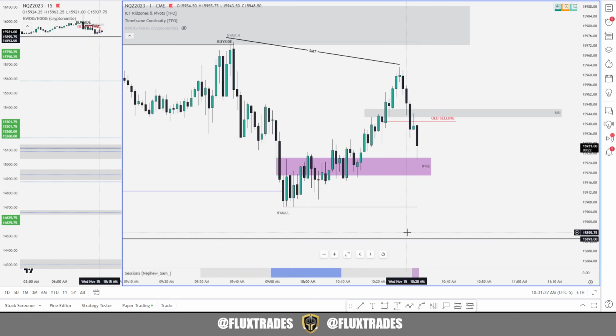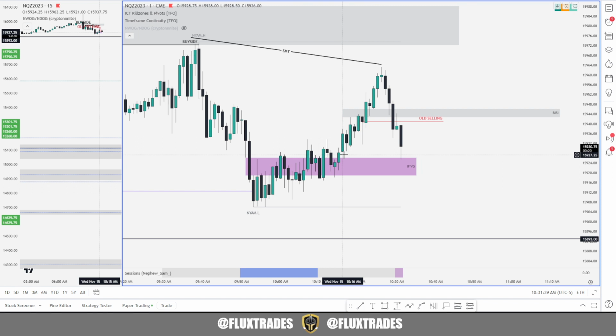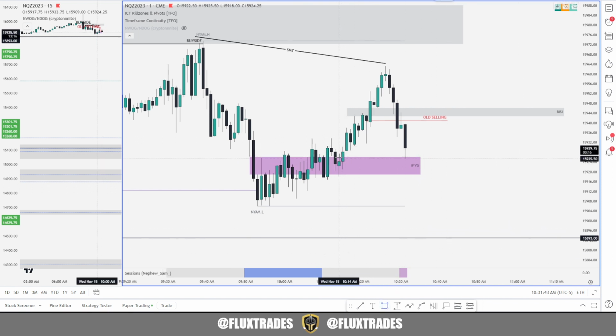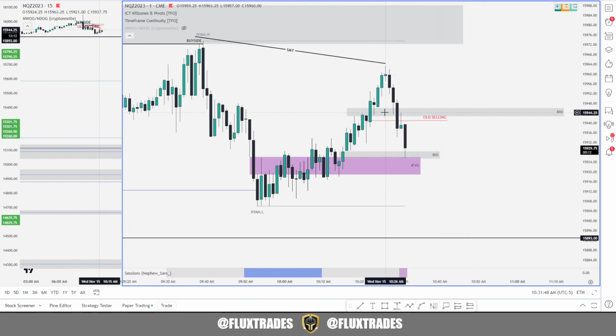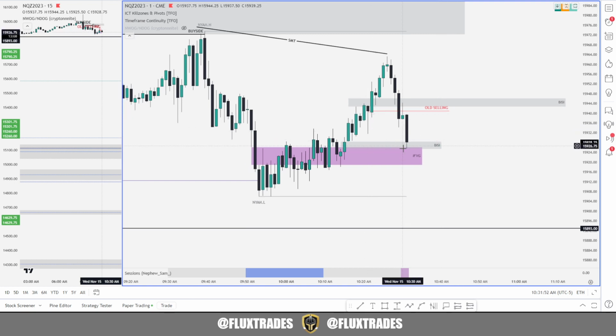Obviously Asian range low is still in the crosshairs. Filling a tiny gap here in premium. Sorry, in discount. So I'm watching this gap. But with how aggressive we are, tapping to the 3-minute inversion gap, closing below the old selling, continues to dump off aggressively. I'm liking what we're doing so far.